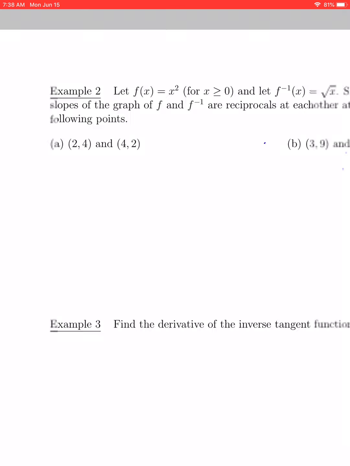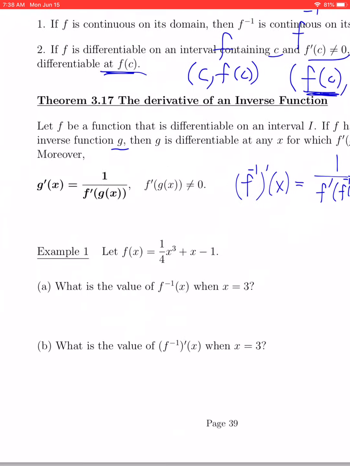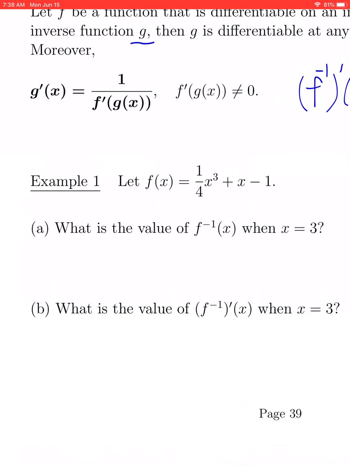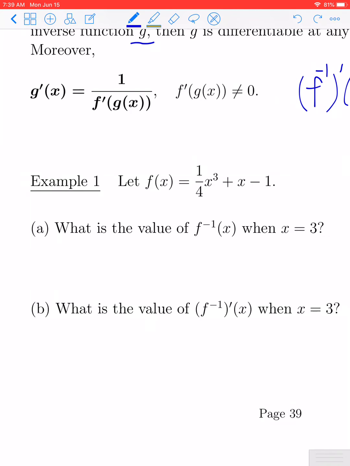Okay, so let's go ahead and take a look at example 1. Let's suppose that f of x is equal to 1/4 x cubed plus x minus 1. The first thing they want us to do is find the value of f inverse of x when x equals 3. Let's see if we can do that. So f inverse of 3, let's see what this is equal to. This is what we're trying to find. I don't know what it is, so let me just call it c for the moment.